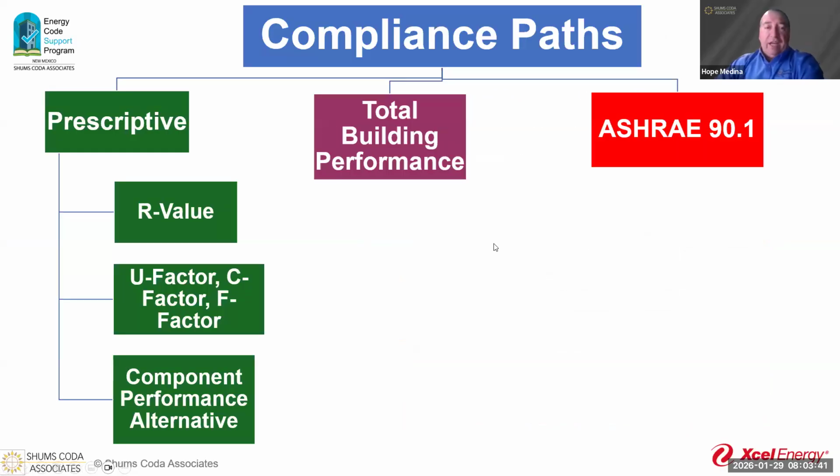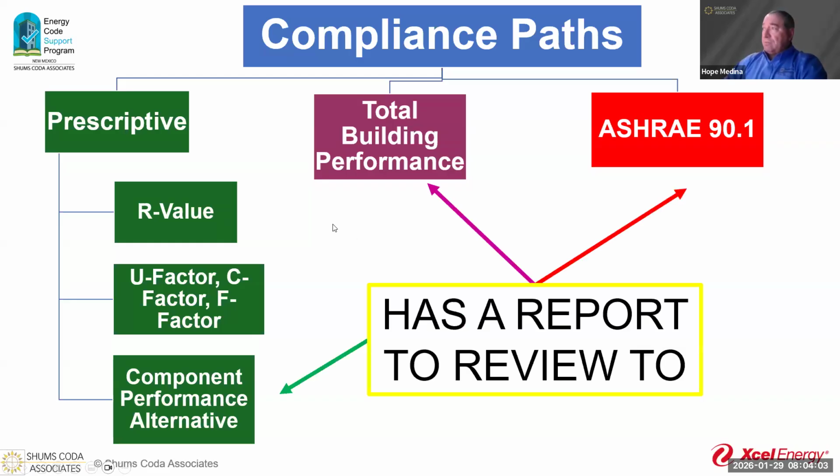So, our compliance paths. We have a couple of different ways to get where we want to go to meet the energy compliance on the building. And as inspectors, we do need to know what's happening with this. We need to know whether we're doing the prescriptive R-value, the U-factor, C-factor, F-factor, or the component performance alternative on the plans and on the inspections.